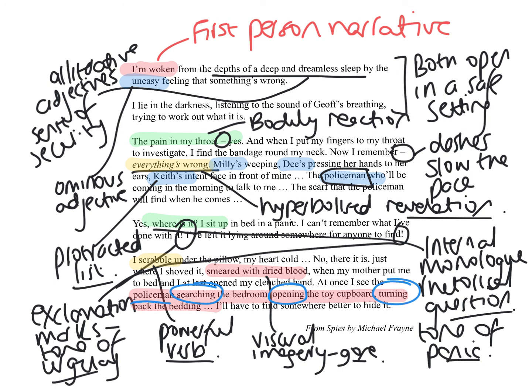And so, in a similar way to the first extract, this one also ends with a cliffhanger. Again, there's an ellipsis, another real definite comparison there. And then I'll have to find somewhere better to hide it. The problem is unresolved, just as it was unresolved in the first one. We don't know what caused the bang, that shake and crash. And in text B, we don't know what crime has been committed. So that's your comparison between the two.